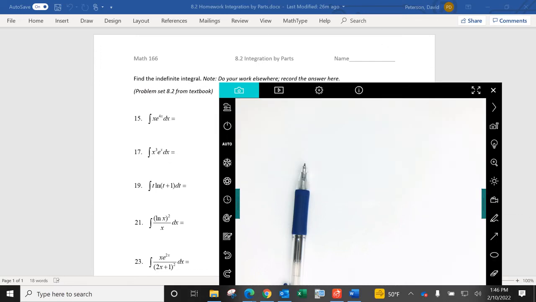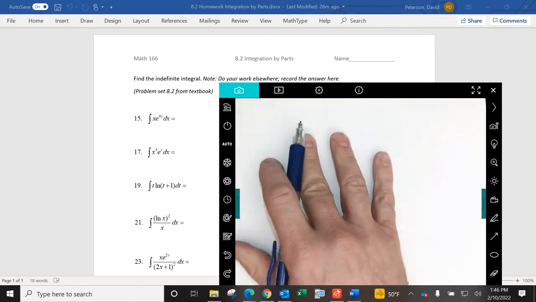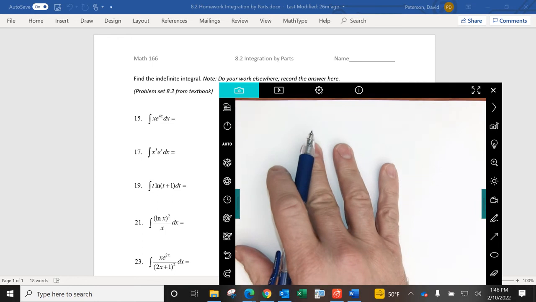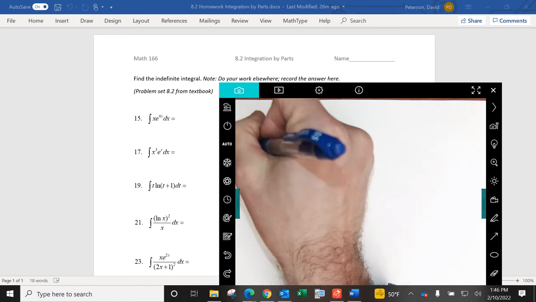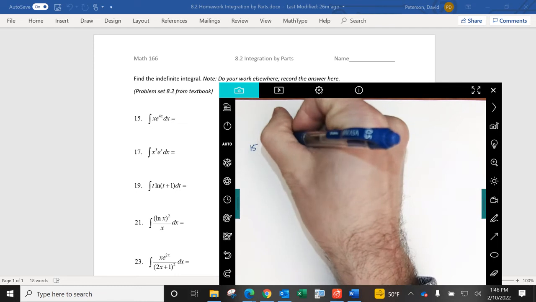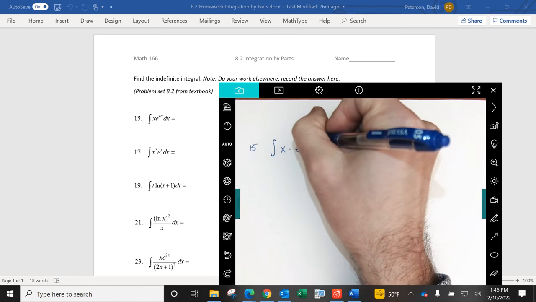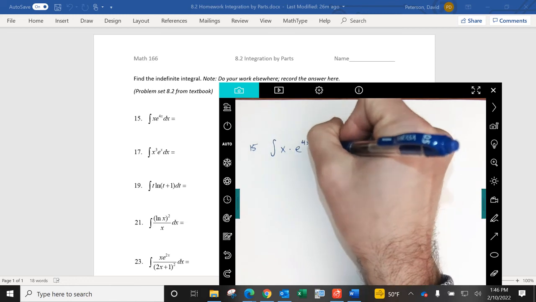To work on a little integration by parts. So grab your worksheet. We will need plenty of paper to do our integration by parts. And number 15 is given to us as the indefinite integral of x times e to the 4x with respect to x.